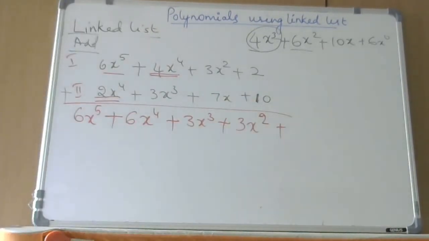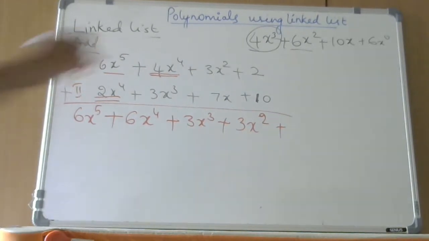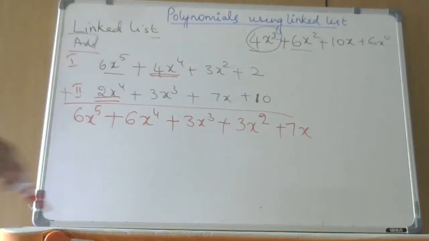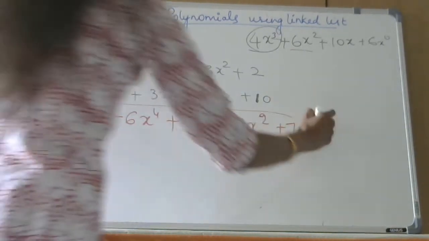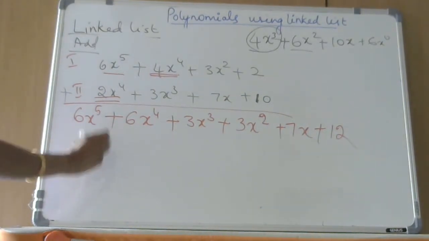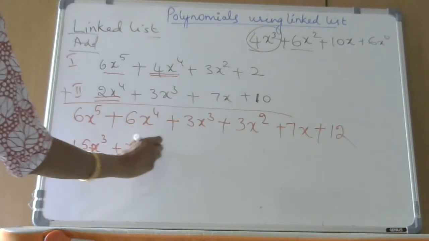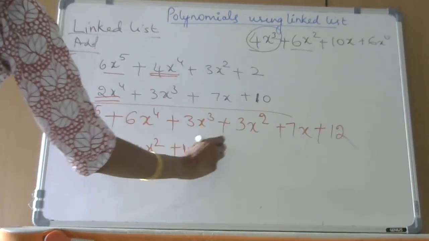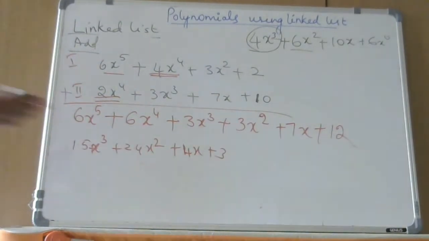Next, 7x is not there in the first polynomial, it is there in the second polynomial, so 7x. Plus, the last term, the constants, are there in both polynomials, so I can add them. So plus 12. This is how you add polynomials. You can have coefficients as either integers or floating point numbers. For example, I can have something like this: 1.5x cube plus 2.4x square plus 4x plus 3. This is also a polynomial, so the coefficient can be a floating point number.